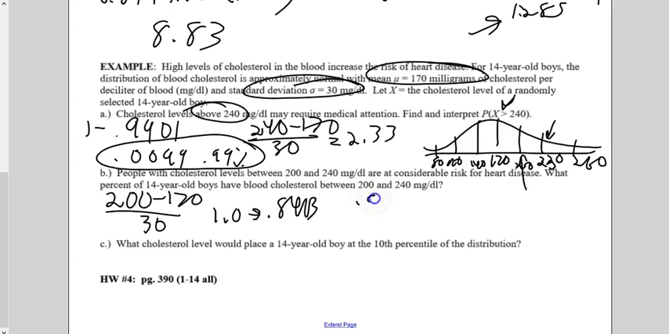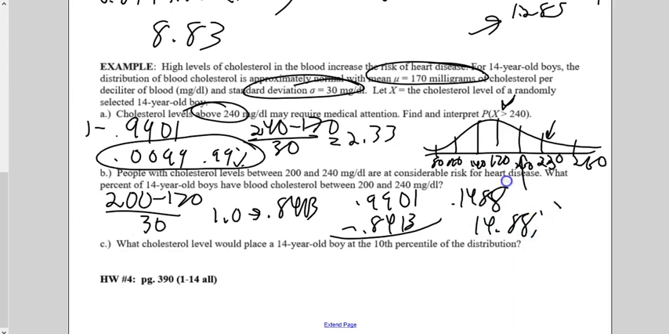So if I do 0.9901 minus 0.8413, I get 0.1488, or 14.88%. So almost 15% will be between those two numbers.